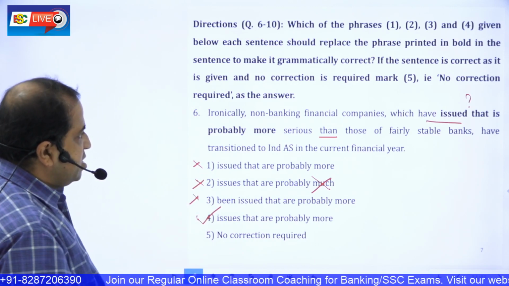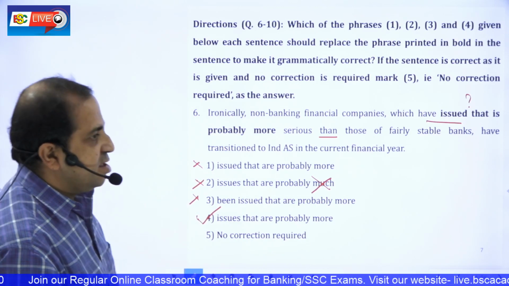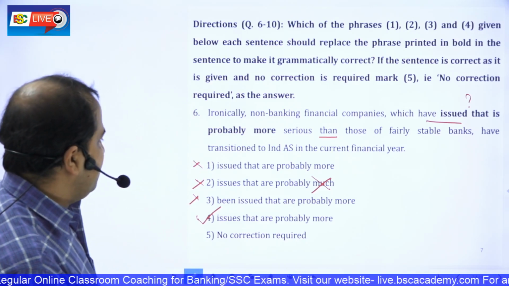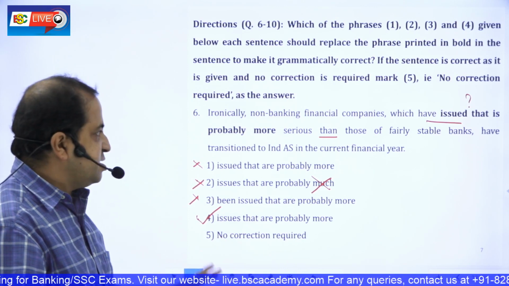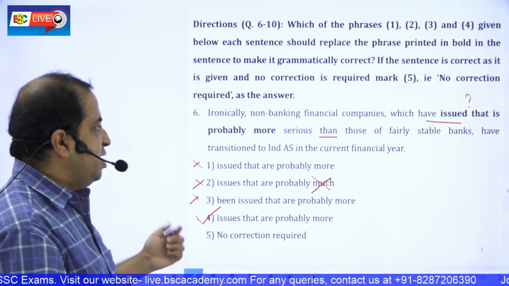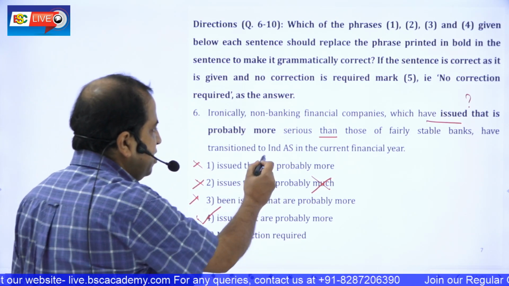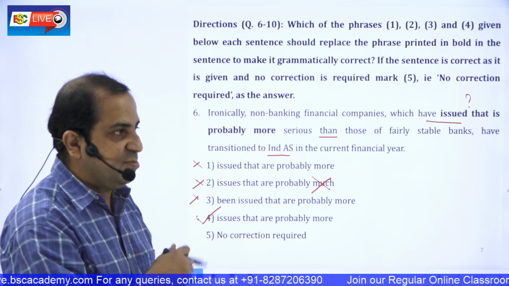एक बार इसको पढ़ लें sentence को. Ironically, non-banking financial companies which have issues that are probably more serious than those of fairly stable banks have transitioned to Ind AS in the current financial years. ये Ind AS accounting standards है जिसकी बार-बार बात हो रही है.